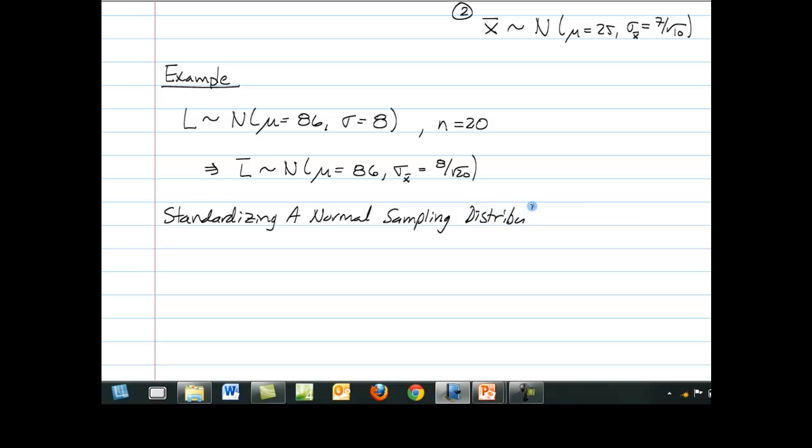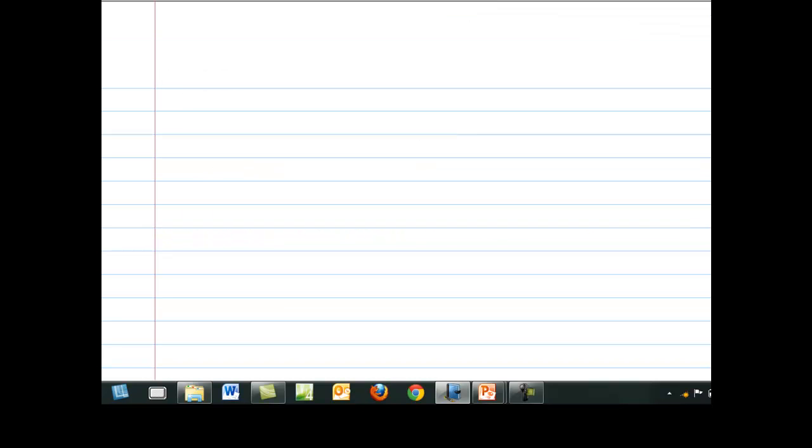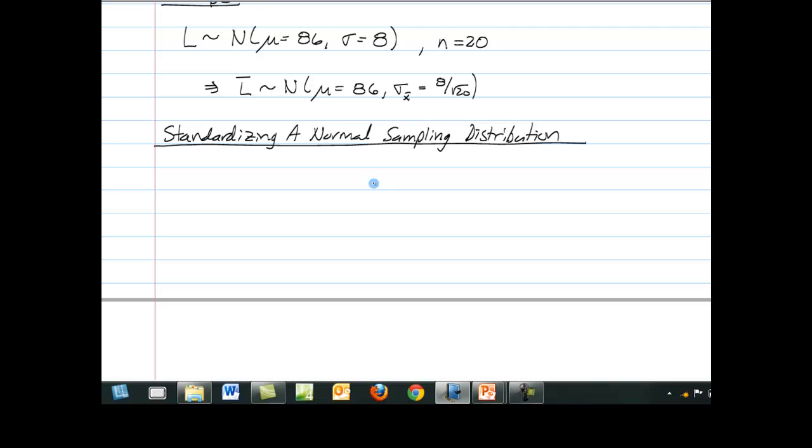Now if you recall, we already have learned how to standardize, but we standardized with a sample of basically size 1. We looked at individual observations. So previously, we said z equals x minus mu over sigma. But again, that was just a single observation.